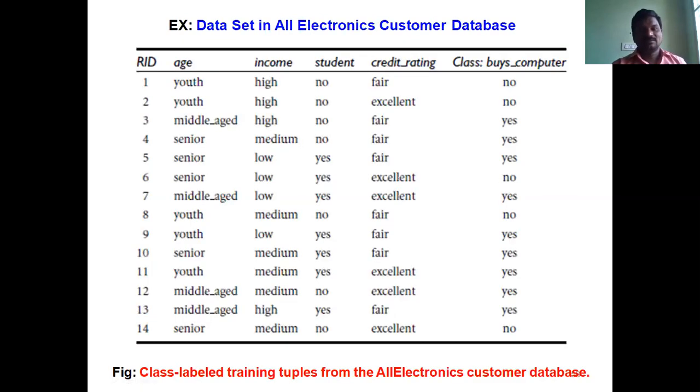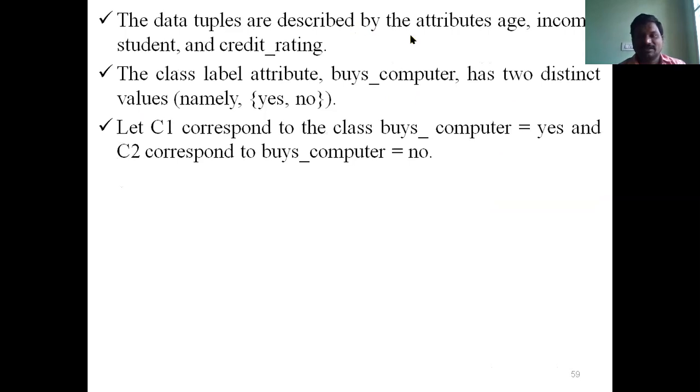For example, if I take this data set, how can you apply it? The data set consists of age, income, student, credit rating, and whether buying the computer or not. This is called the class label. The data tuples are derived from the attributes: age, income, student, and credit rating. The class label buys computer has two distinct values, C1 and C2, namely yes or no. C1 corresponds to buying the computer, yes.